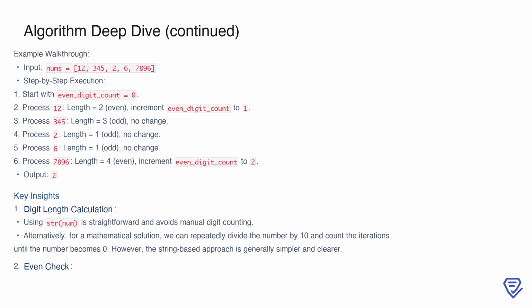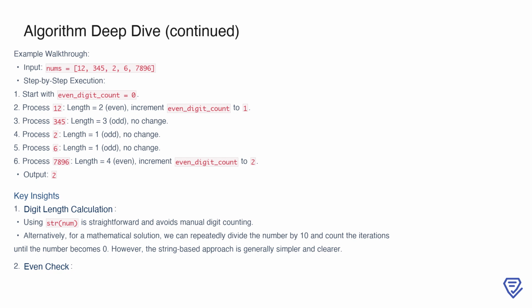Then, we process 2, which has a length of 1 digit, again odd, so the counter remains unchanged. Similarly, 6 has a length of 1 digit, so no change. Lastly, we process 7896, which has a length of 4 digits. Since 4 is even, we increment the counter to 2. After processing all the numbers, the final output is 2.